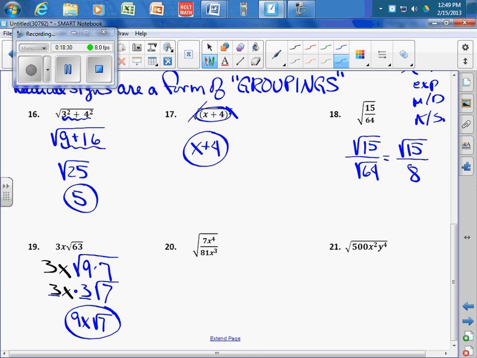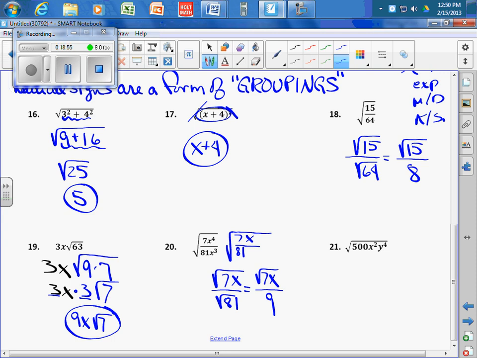In number 20, we try to reduce the fraction first. We can, not the 7 and the 81 so much. They remain. But x to the 4th over x to the 3rd is x in the numerator. Now, we can't reduce this fraction anymore, so we're going to break it up into its two parts, radical 7x over radical 81. The square root of 81 is 9, so we end up with radical 7x over 9.